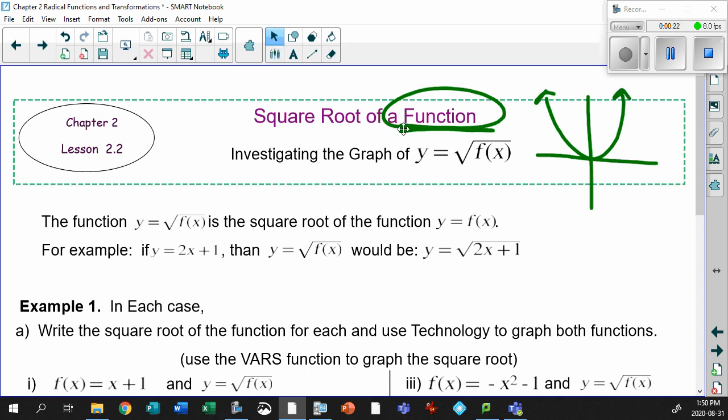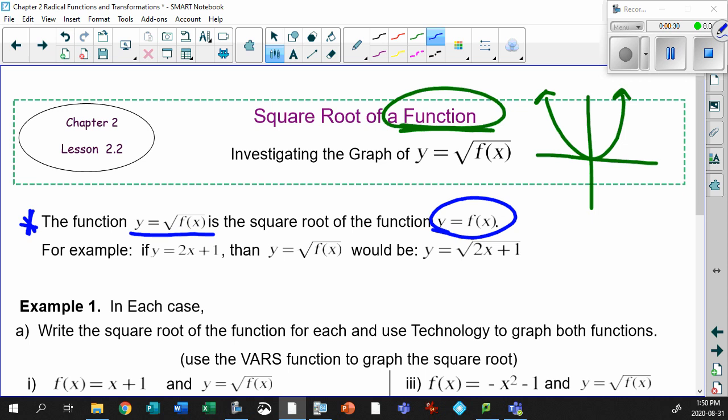What do I mean? Okay, so look here. I said the function is a square root of any kind of function. What am I talking about? Here's the original function. Let's say y equals 2x plus 1. Let's throw that whole thing under a radical and see what happens to it. Well, this has got to be fun.